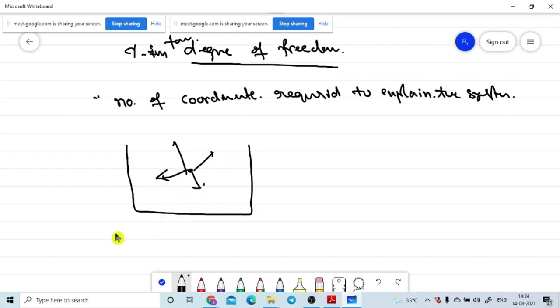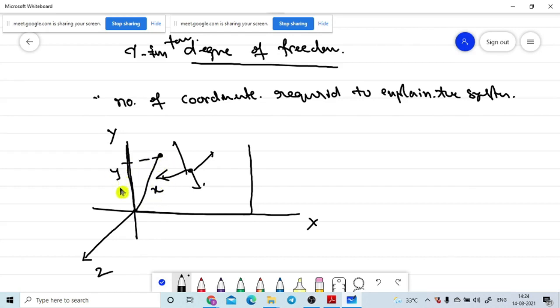Let's assume our coordinate system is here. The coordinate system consists of x, y and z. Let's assume the particle is at this point. To explain the position of the particle, we need the x value, the y value, and the z value also. That means for a free particle, the number of degrees of freedom is 3.